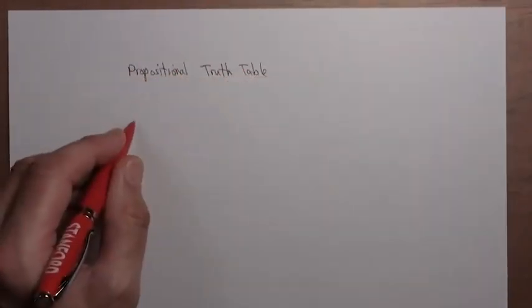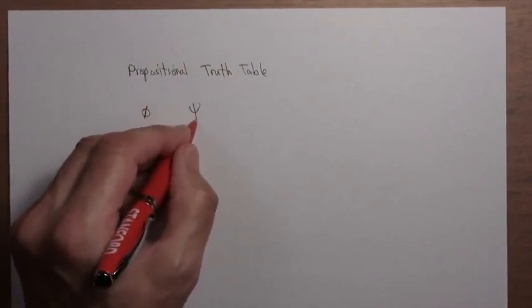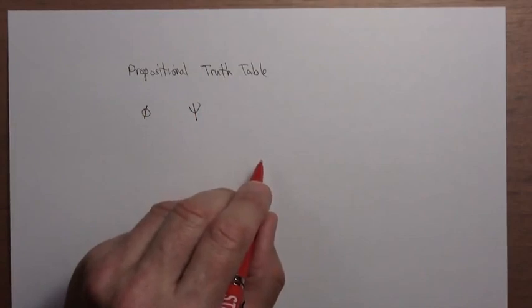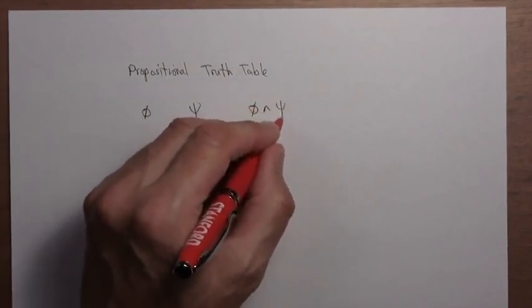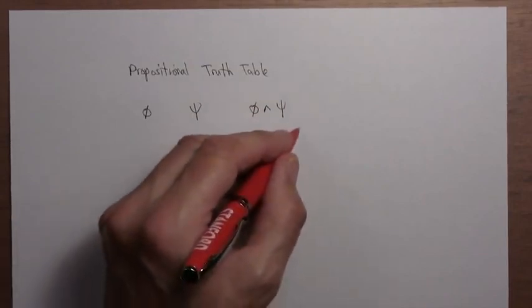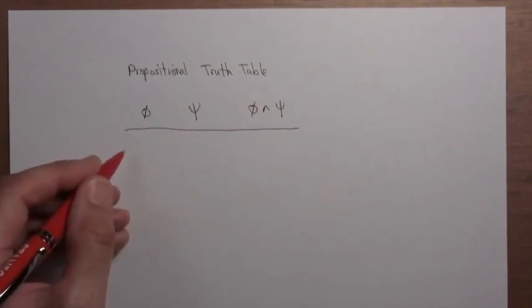A useful way to represent a definition like this is with a propositional truth table. What we do is we list the component statements, in this case it will be phi and psi, and they're going to go together to make the conjunction phi and psi. And now we're going to draw a table that lists all the possible true-false combinations for phi, psi, and phi and psi.